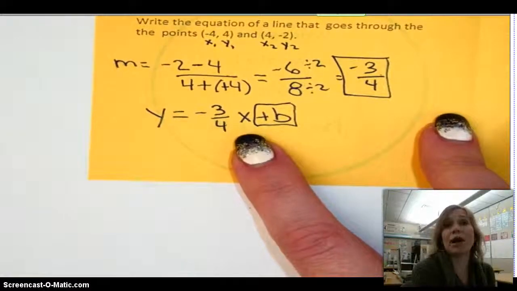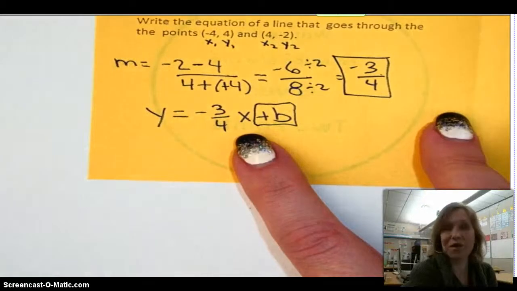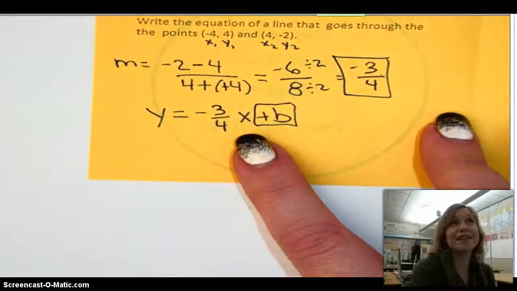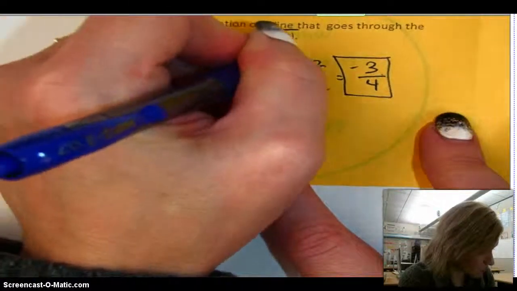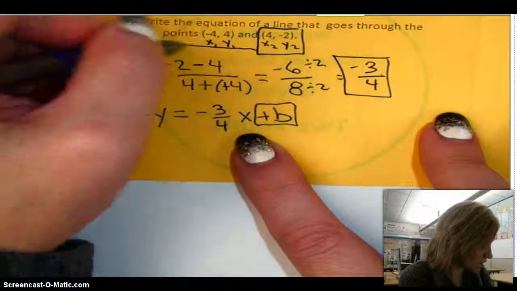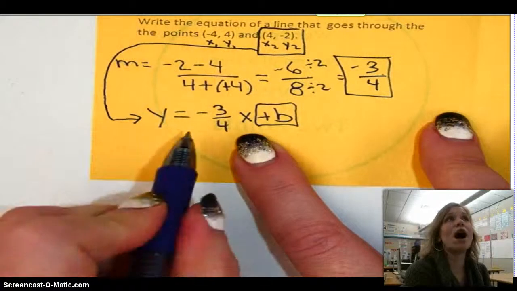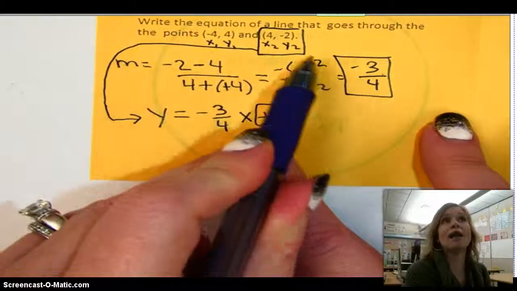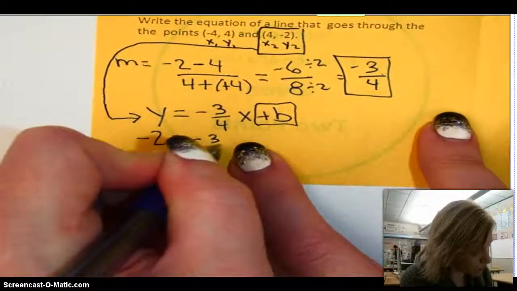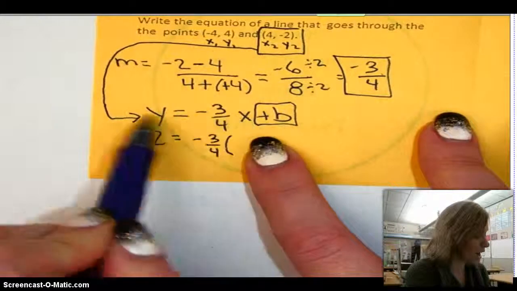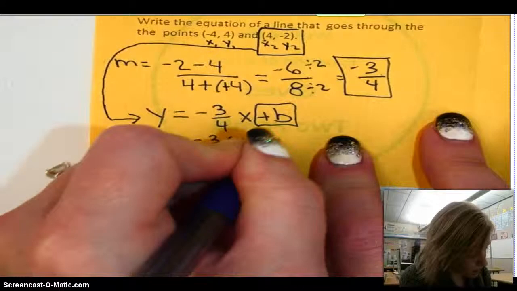So pick a point, any point. I usually look for points that are both positive because positives are easier to work with than negatives, or I look for numbers that are small. In this case, it technically doesn't matter, so pick whichever one you choose. I'm just going to choose the second one, just because. So we're going to insert those numbers in for the y and the x value. The y is -2. So I'm going to plug in -2 equals -3/4, which is my slope, times x. My x is 4. So I'm going to multiply that by 4, then add b.